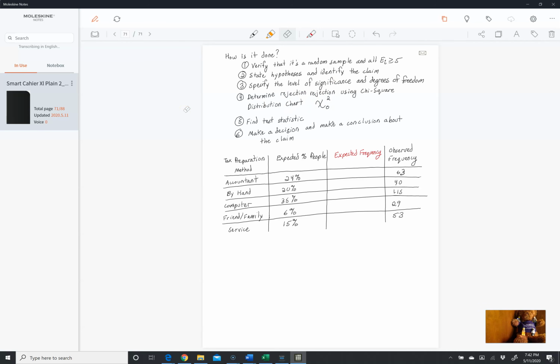Okay. The expected frequencies based on the sample size were 72, 60, 105, 18, and 45. And I just realized here that I never actually said what the example was. So let me write that out, and it should go above.